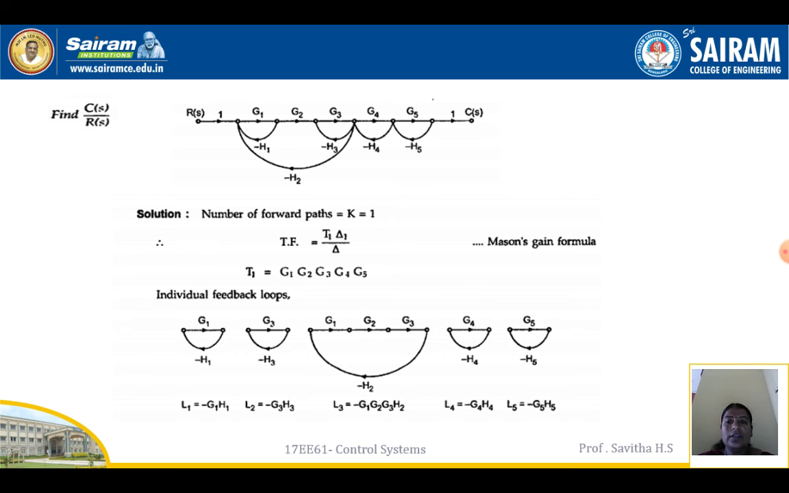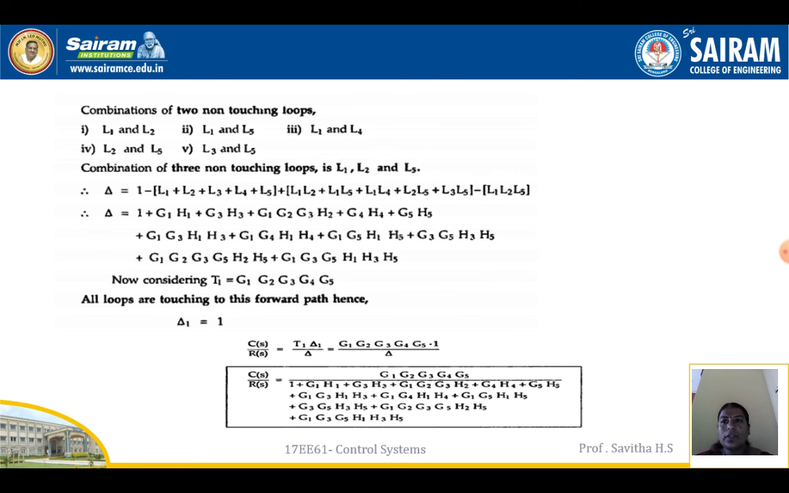L2 is minus G3 H3. L3 is G1 G2 G3 H2. And L4 is minus G4 H4. And L5 is minus G5 H5. Combination of two non-touching loops: L1 and L2, L1 and L5, L1 and L4, L2 and L5, L3 and L5. Combination of three non-touching loops is L1, L2 and L5.